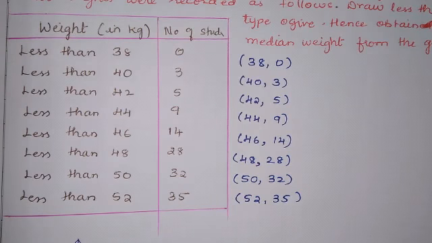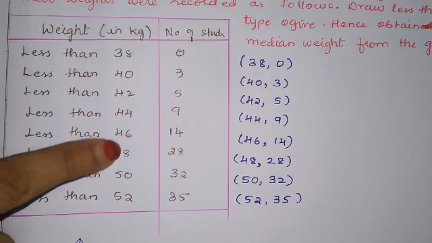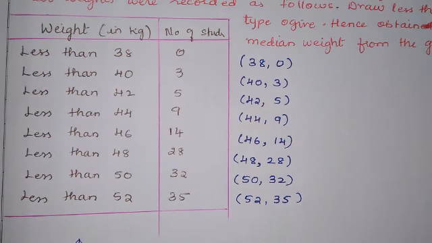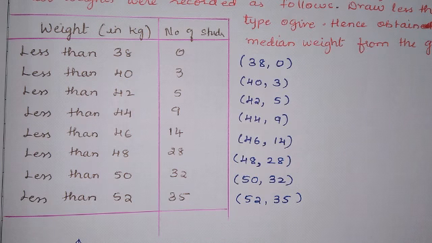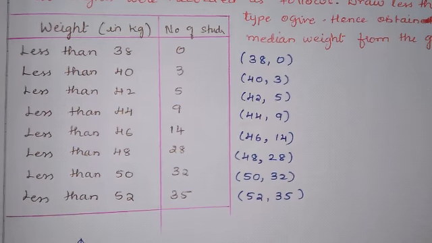Here we have already done this, 38, 0. This is the upper limit. Always in less than type we are taking the upper limit and then the CF, and then we are going to obtain a less than type OGIVE by a smooth curve. Okay. We can also do this graph in graph paper, that is a smooth curve in graph paper. The previous problem I have shown you on just plain paper. Now let me show you in graph paper.